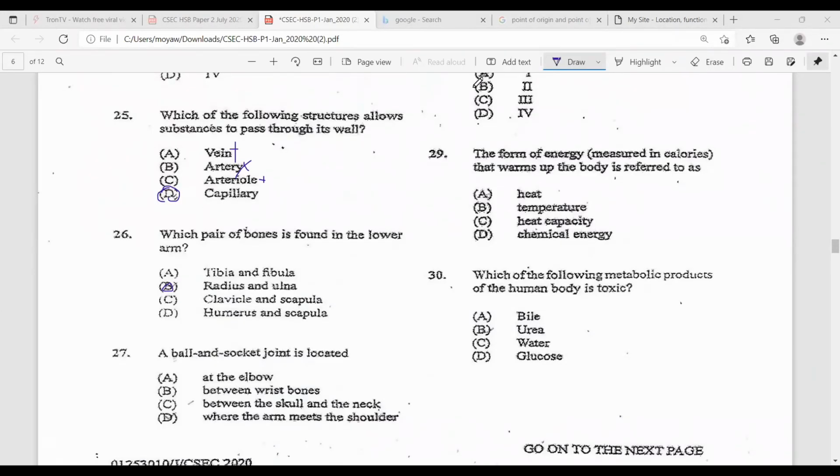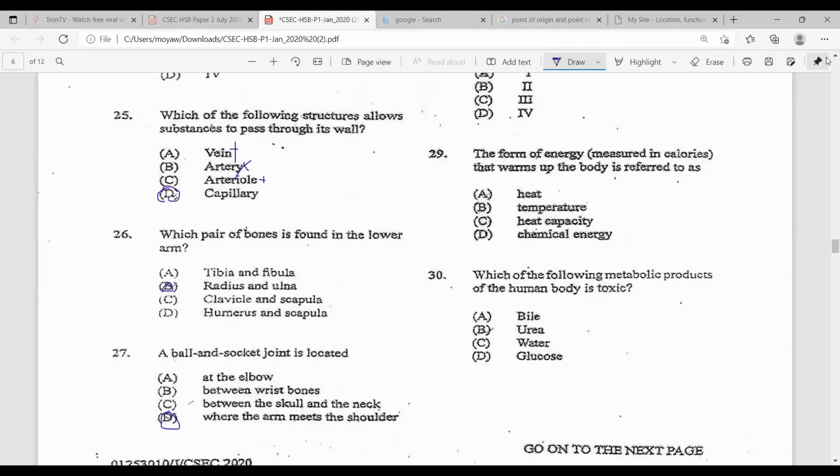Question 27. A ball and socket joint is located, so we have A at the elbow, B between the wrist bones, C between the skull and the neck, and D where the arm meets the shoulder. Because we're talking about ball and socket, which allows movement in all planes, it has to be where the arm meets the shoulder. So it has to be D, because we can allow movement in all directions within a circle.